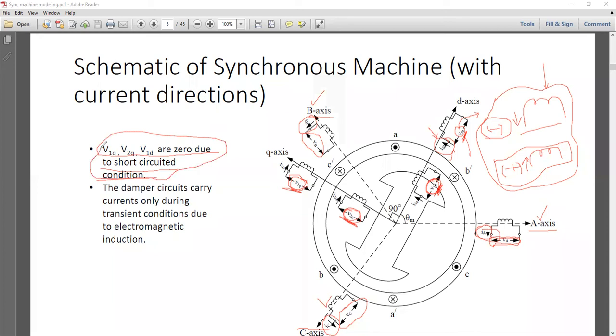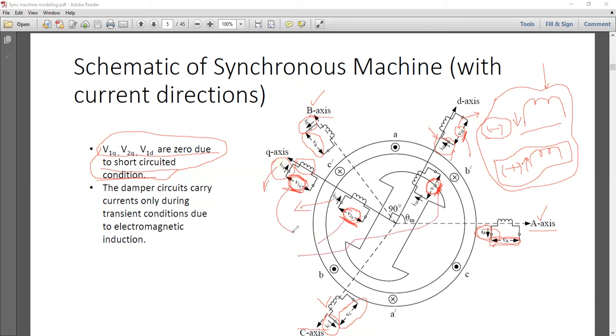Because in practice they are short circuited, whenever any voltage is induced in the damper coils, that will be fed into the coils. That means whenever V1Q, V2Q, and V1D become non-zero, the resulting current will be fed into the coils, and there will be some damping torques. That's why you see the current direction is going into the coils, and these currents will only become non-zero whenever these voltages are non-zero.